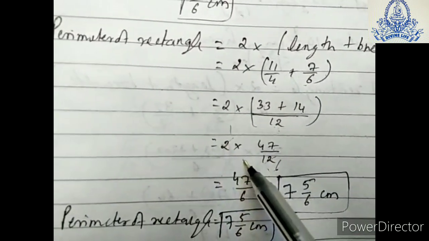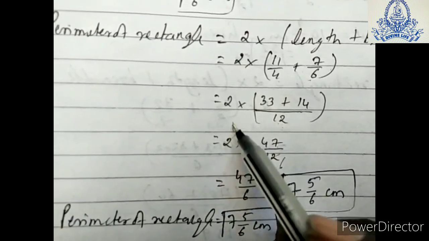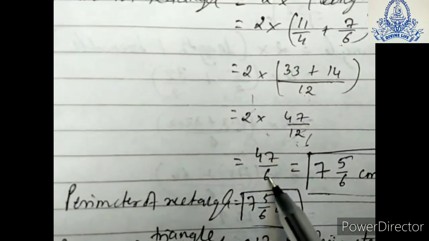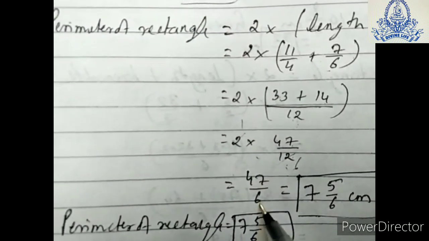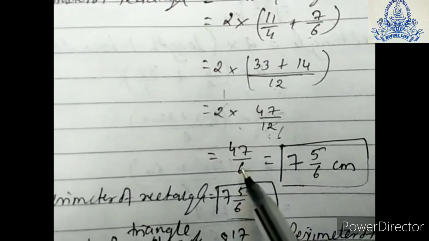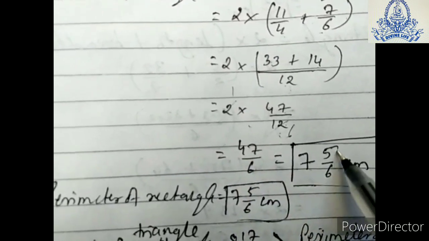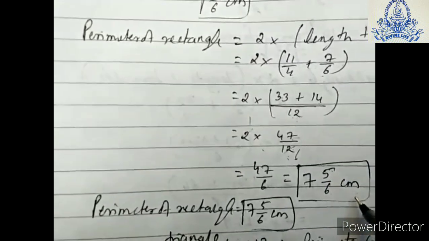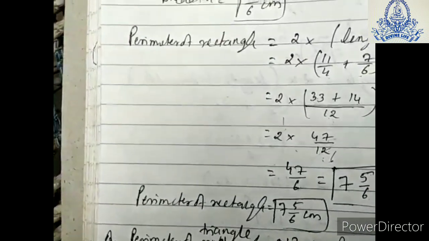2 multiplied by 47 upon 12, 2 1s are 2, 2 6s are 12. So we will get 47 upon 6 as the perimeter of the rectangle. We will convert this into a mixed fraction. 6 7s are 42 and 5 upon 6, that is 7 5 upon 6 centimeter is the perimeter of your rectangle.